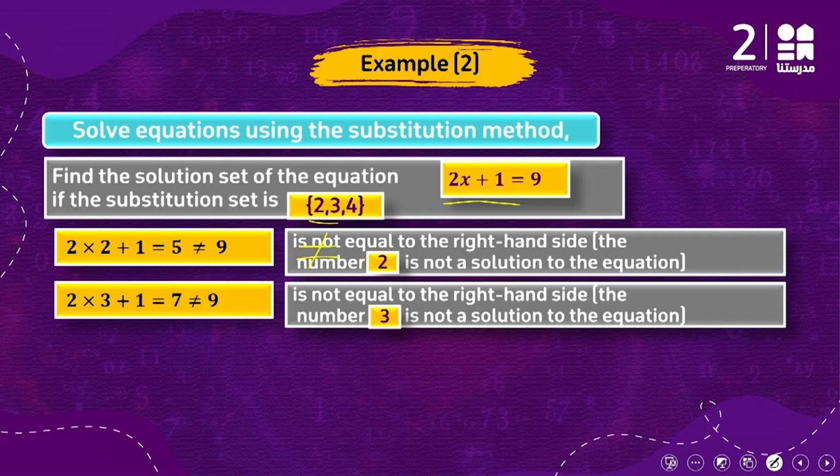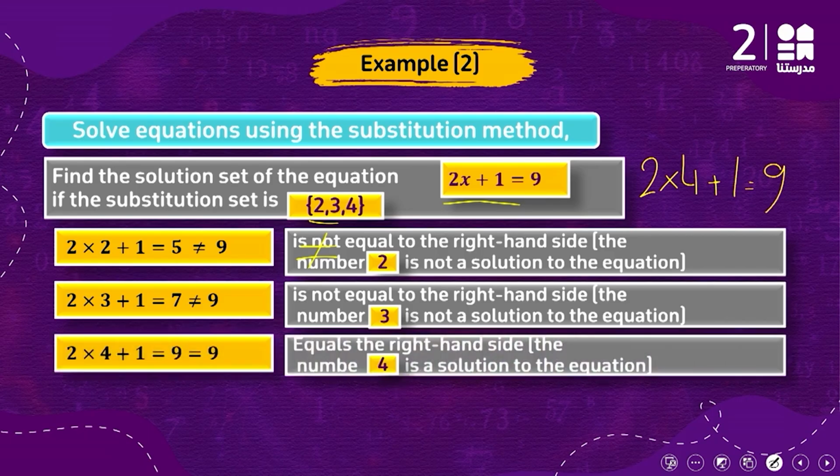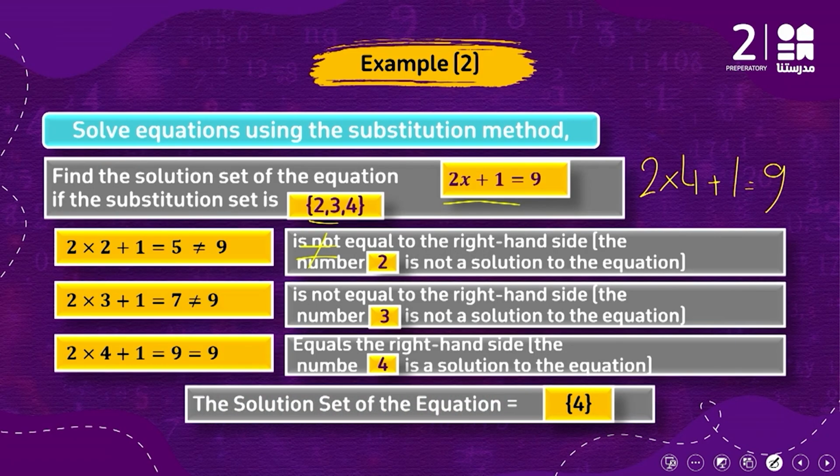Let's try number 4, or value 4. We have 2x, so it means 2 times 4 plus 1. 2 times 4 is 8 plus 1 is 9. So 4 is the right answer for x. All we are doing in this example, in this question, is that we have an equation and we need to know which value of x gives us 9 at the end. We can tell 4 is the right answer. The solution set of the equation here is 4.